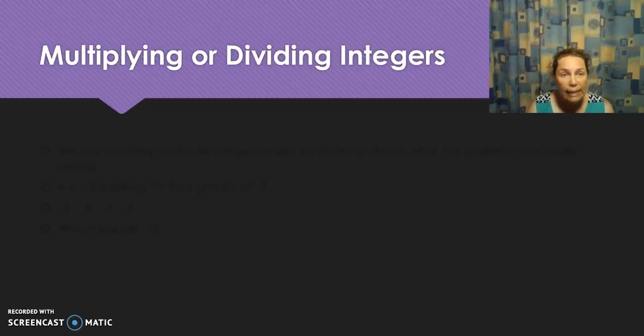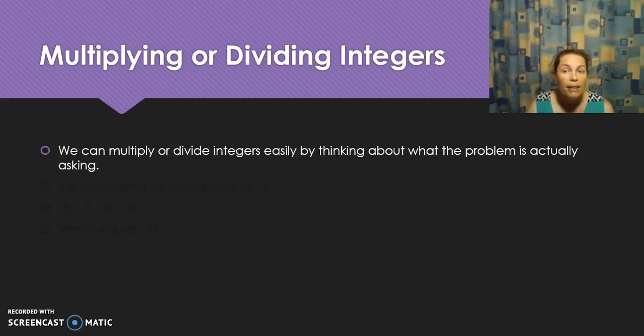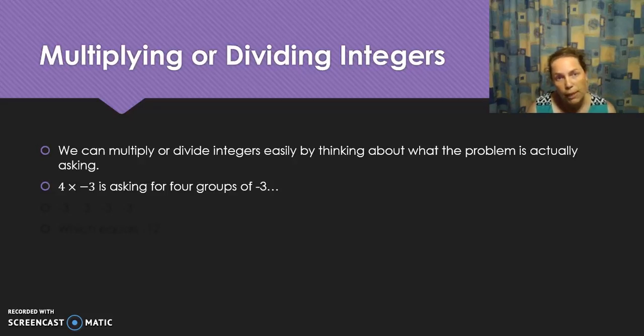Now, it's really easy to multiply or divide integers, especially when you think back to what multiply or divide actually means. We can multiply them easily by thinking about what the problem is actually asking us to do. And this takes you right back to early primary school when you first learnt to multiply. Think of the problem 4 times negative 3. What it's actually asking you for is 4 groups, each containing negative 3.